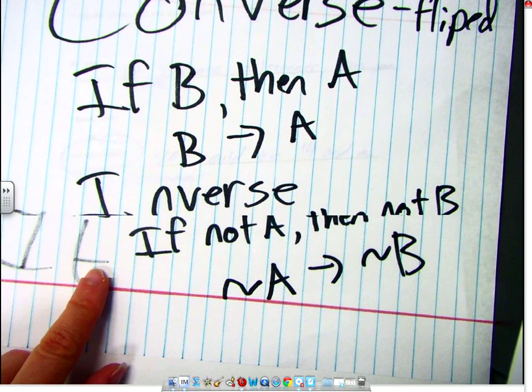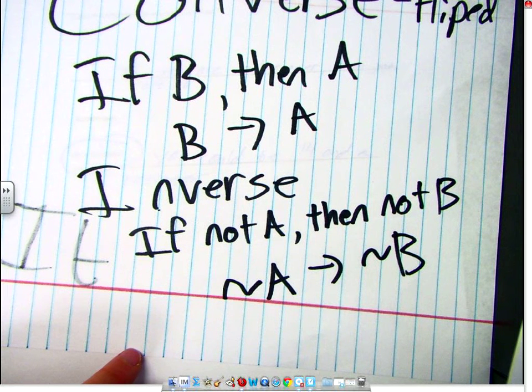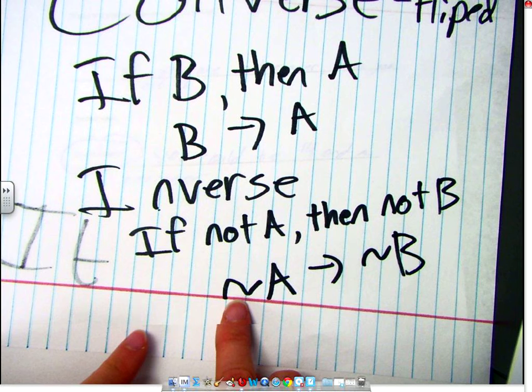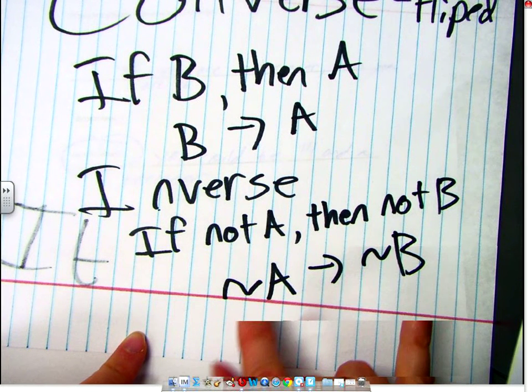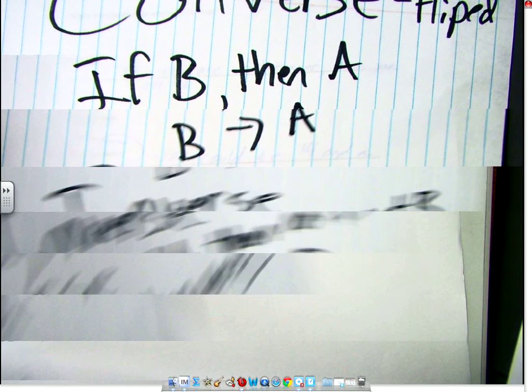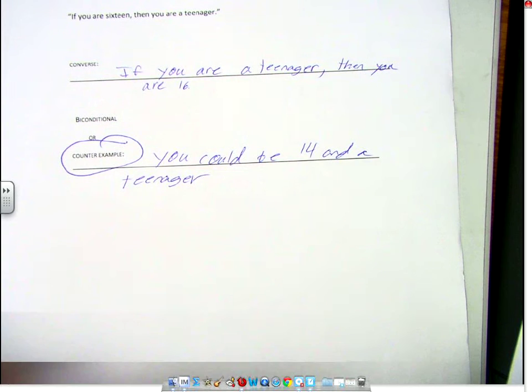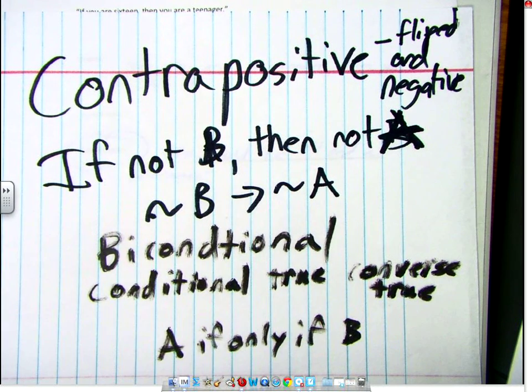I flipped it. I think I spelled flipped wrong. Inverse. If not A, then not B. We do tilde A, arrow, tilde B, showing that they're not. Okay, if not A, then not B. And finally, contrapositive. Again, I think I spelled flip wrong. We flip it and make it negative. If not B, then not A. Tilde B, arrow, tilde A. Not B, then not A.